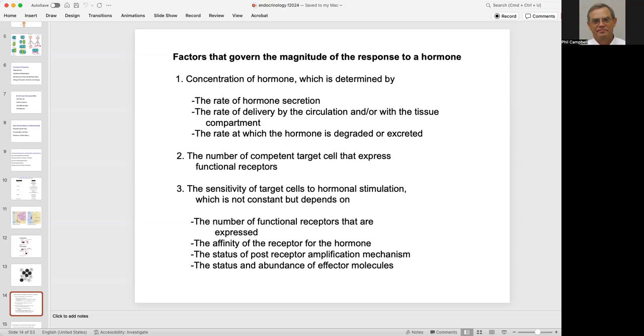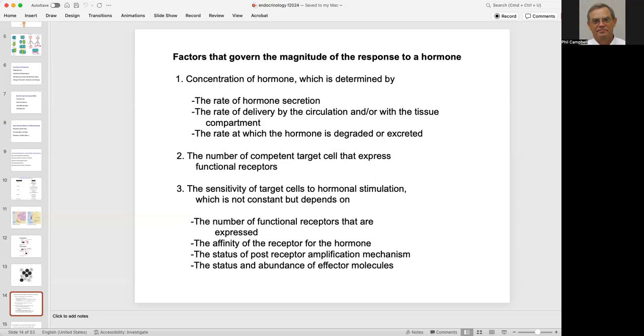This translates to all biological compartments in the body. So concentration is basically a function of three things: the rate of production within that tissue, the rate of delivery from a systemic source to that tissue, and the loss or degradation of that hormone within that tissue. All three of these interacting things taken together will influence concentration.